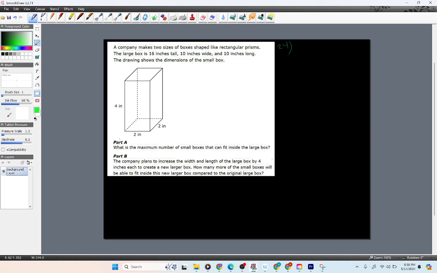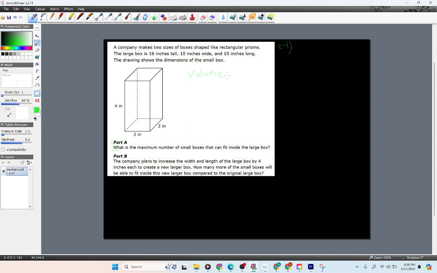I'm going to take it back to part A. And we just need to find what is the maximum number of small boxes that can fit inside the large box. So this is working with a concept that'll be new for us called volume. And volume means how much space there is inside of a 3D object, okay? So whereas area is how much space there is on a flat surface, this is a 3D object. We're talking about how much space is inside it. You can think about it like how much water could you fill it with, okay?